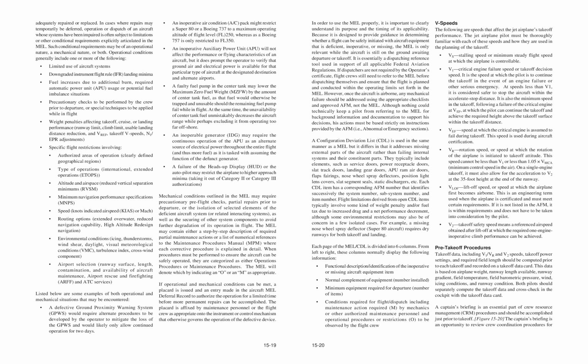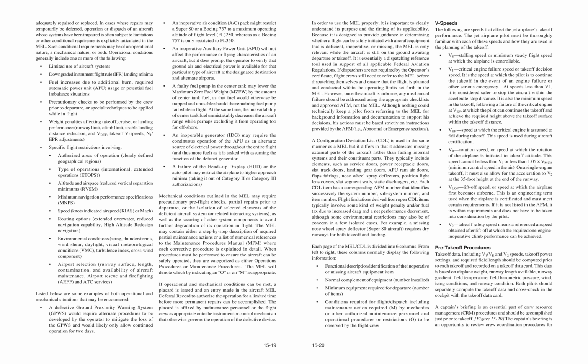A failure of the heads-up display, HUD, or the autopilot may restrict the airplane to higher approach minima, taking it out of Category 2 or Category 3 authorizations. Mechanical conditions outlined in the MEL may require precautionary pre-flight checks, partial repairs prior to departure, or the isolation of selected elements of the deficient aircraft system, or related interacting systems, as well as the securing of other system components to avoid further degradation of its operation in flight.